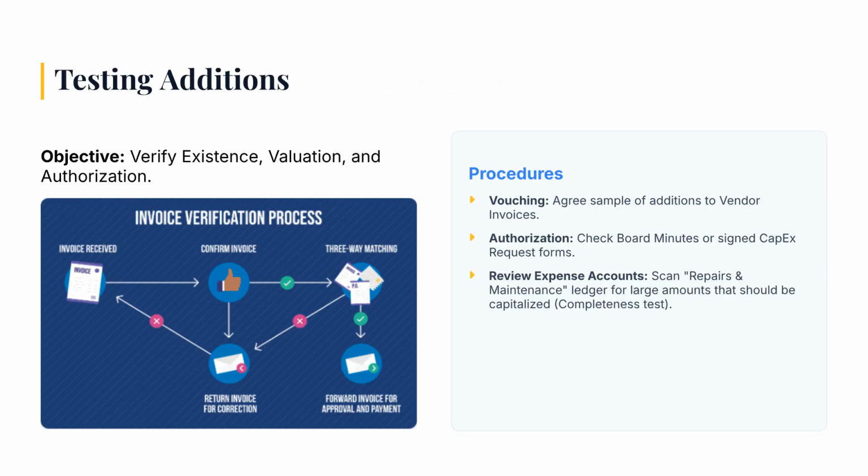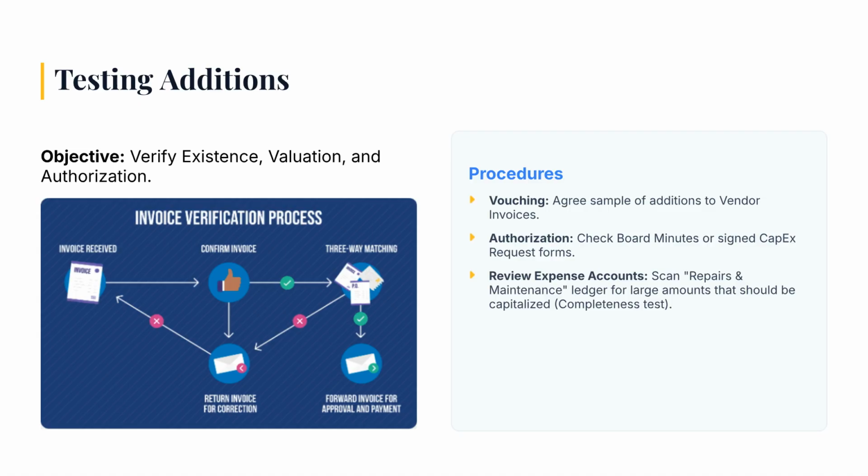Imagine the client bought a new delivery truck for $50,000. It's listed in the ledger. The test. You select this item and ask management for the voucher package. You check the vendor invoice to confirm the price was $50,000, not $40,000. You check the date to ensure it belongs in this year. Crucially, you check authorization. Did the board of directors approve this truck? If the limit for a manager is $10,000 and they spent $50,000, that is a control failure.